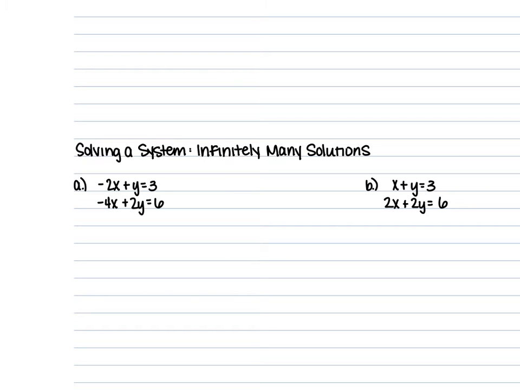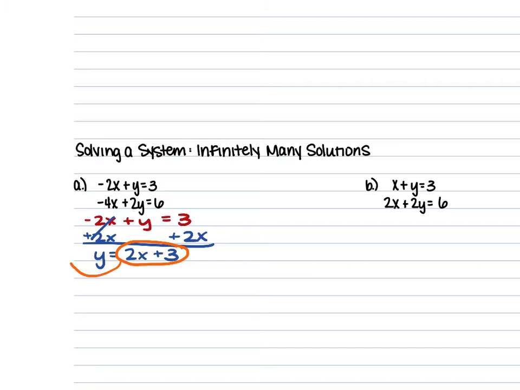So I'm going to choose to solve for y in that first equation because I do have a y with a coefficient of that invisible 1. So I'm going to take that negative 2x plus y is equal to 3 and move that 2x over by adding it to both sides. So I'm left with y is equal to 2x plus 3. I'm going to take this 2x plus 3 and plug it in for y in that other equation that I have and solve for x.